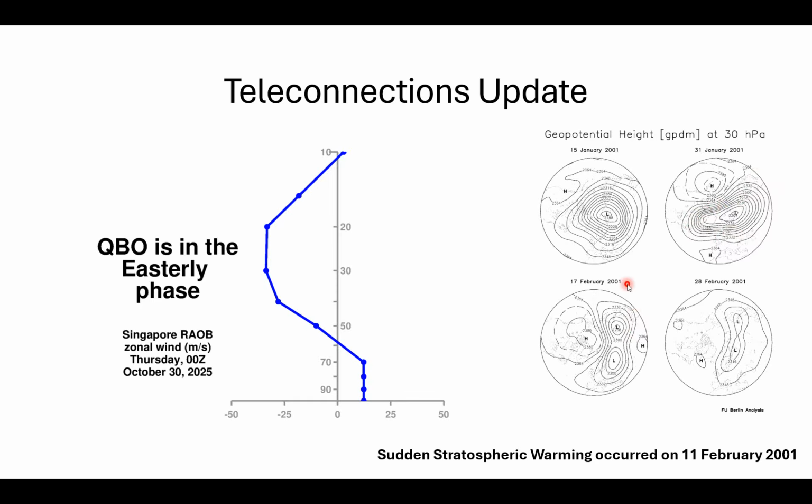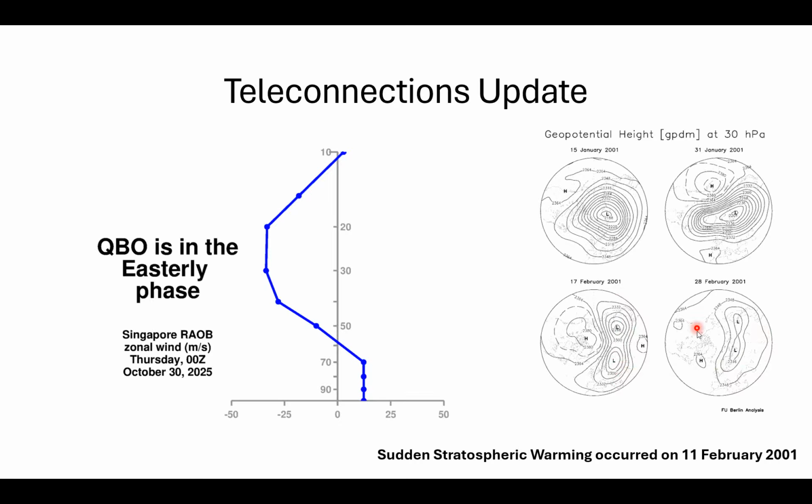17 February 2001. So this would have been 6 days after the sudden stratospheric warming event. And look what happens at 30 millibars there in the stratosphere. We see higher than normal heights now taking over the North Pole area, and we have more of a stretched out look. It looks like we have two pieces of a stratospheric polar vortex. So it's looking like we're leaning more towards a split vortex by 17 February 2001. And you see how the vortex has shifted off the pole and broke apart into two vortices.